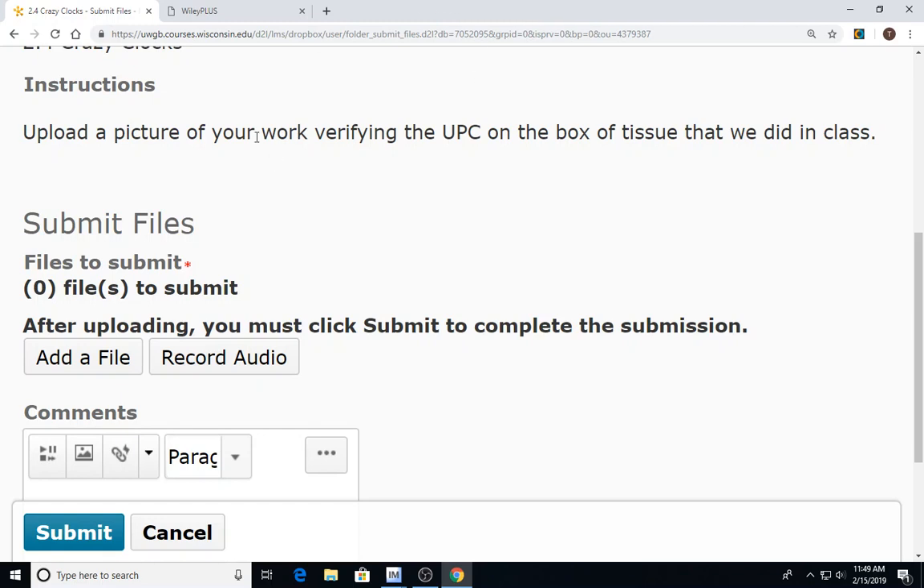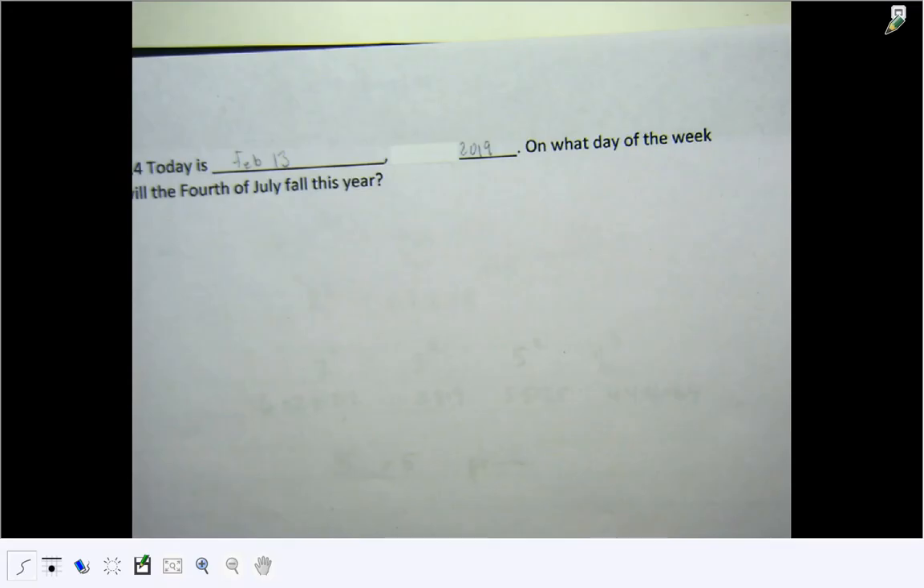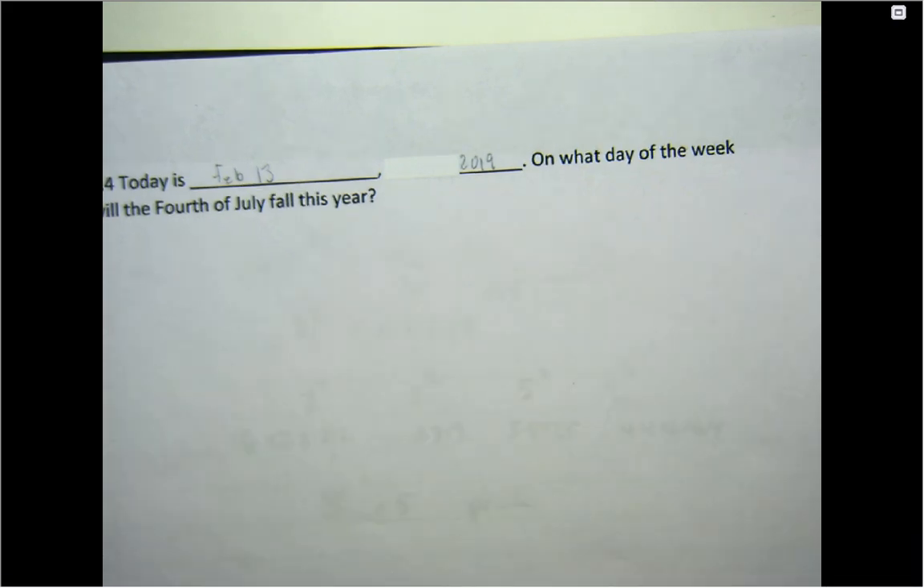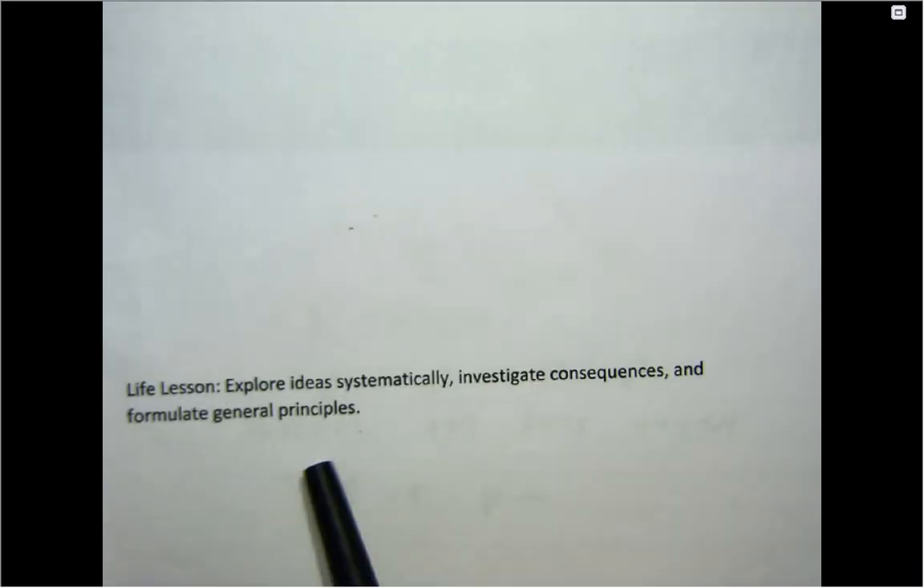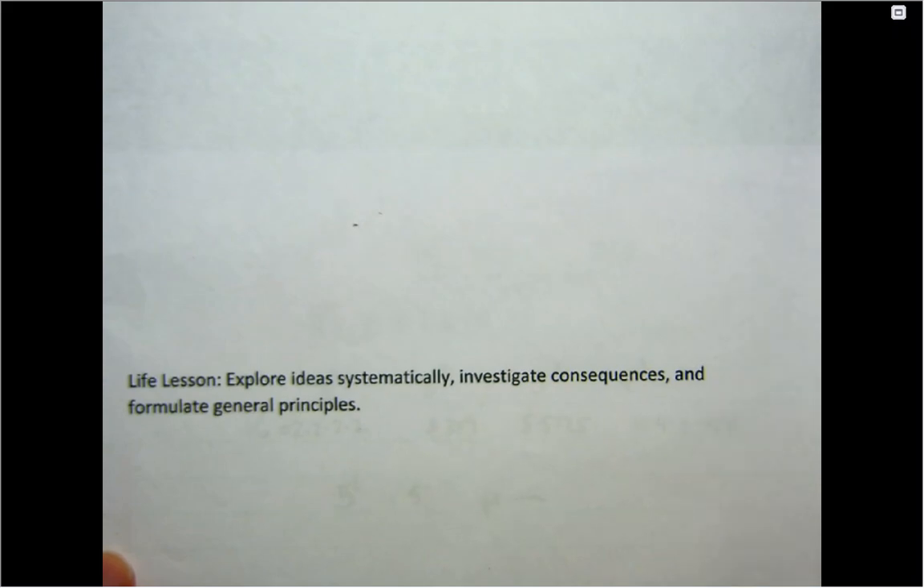Okay, let's go on to what we were working on then. We were working on crazy clocks, and that was actually a technique called modular arithmetic. So let's pick up there. What we're doing in this section, as a life lesson, is to explore ideas systematically, investigate consequences, and formulate general principles. So we're going to explore this modular arithmetic and see what we can make with it.